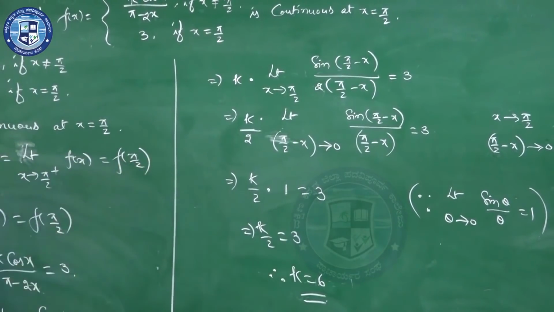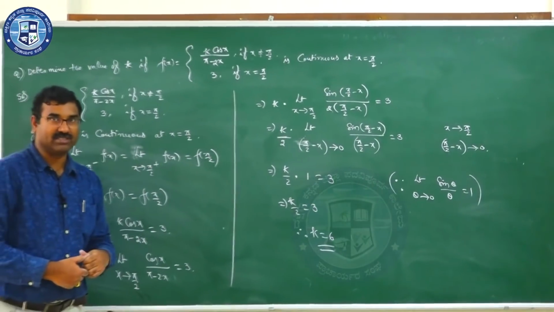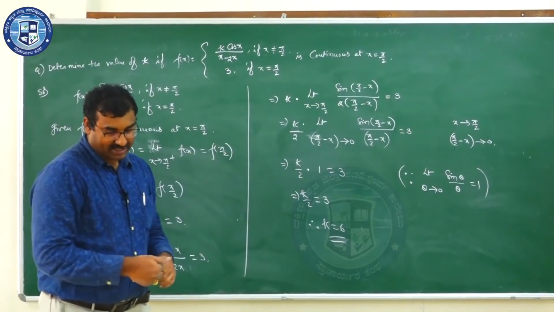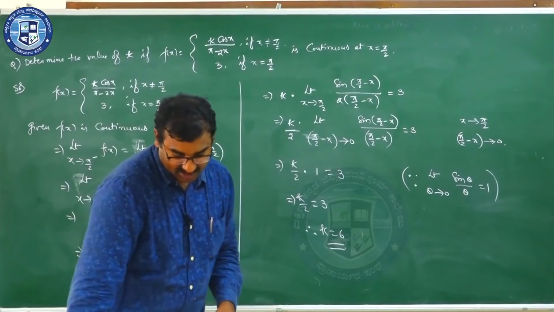It's one of the very important problems. It keeps on repeating in the PU board examinations. Okay, this is one of the important models. K is equal to 6. And then finally, one more problem we do and we end this session.